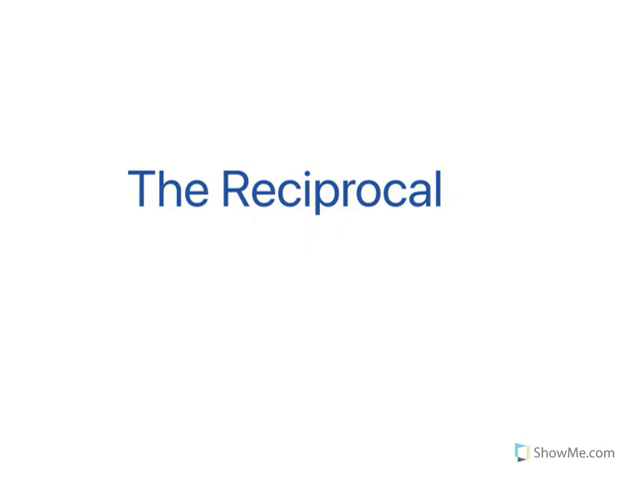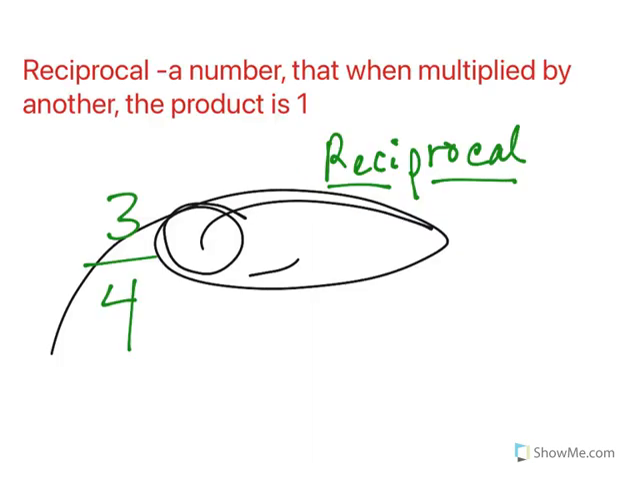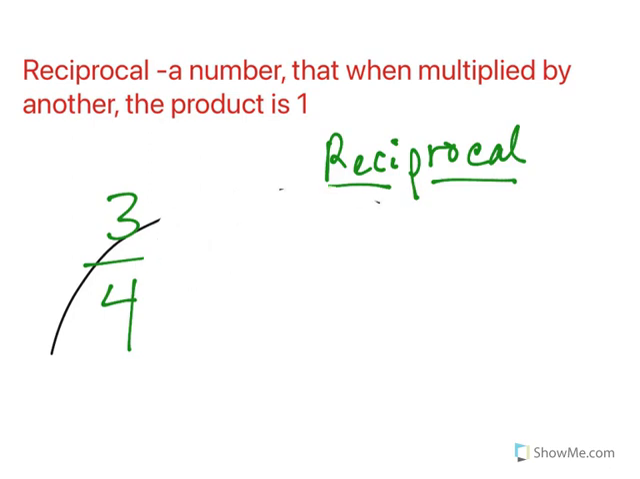The reciprocal. Kind of sounds like a horror movie. However, it's just a math term. So by definition, the reciprocal is a number that when multiplied by another number, the product is 1.